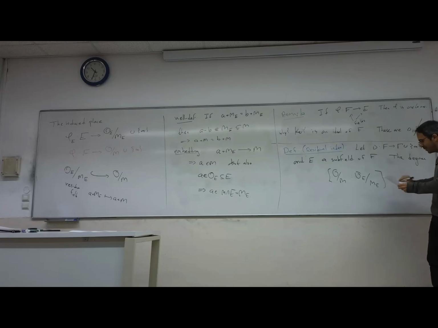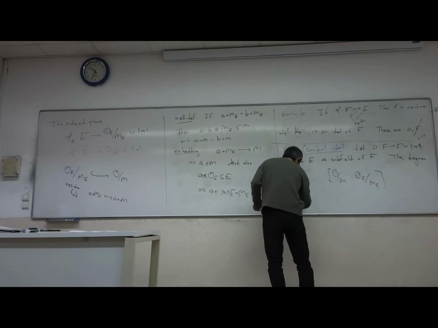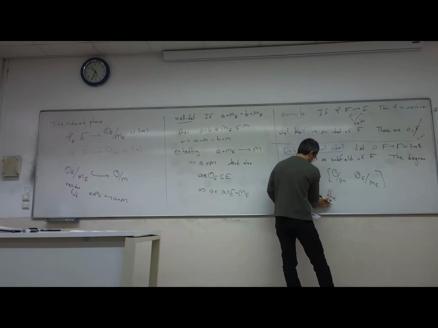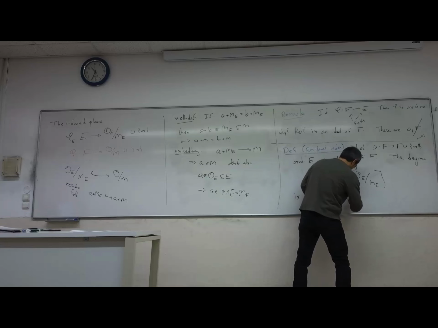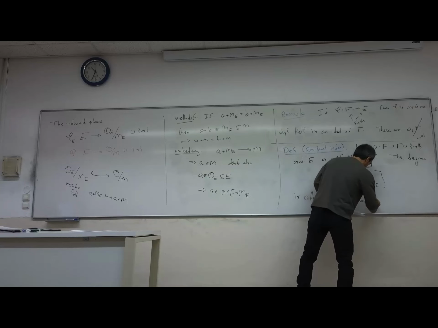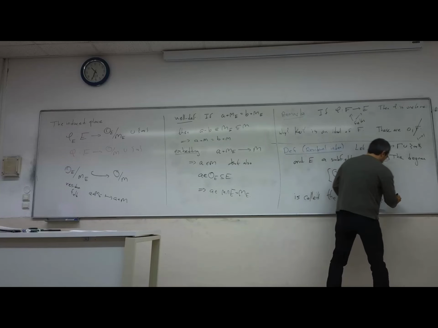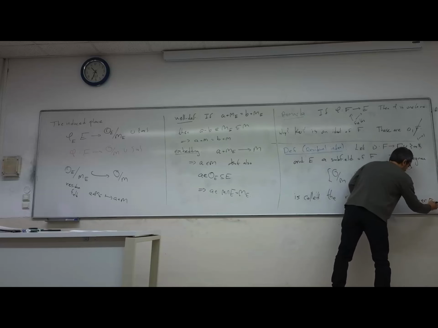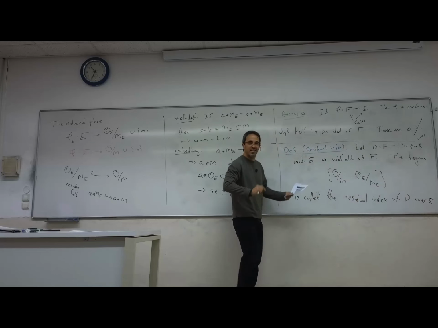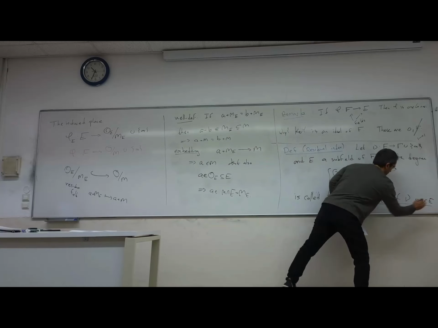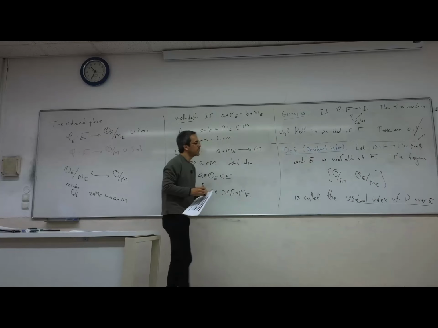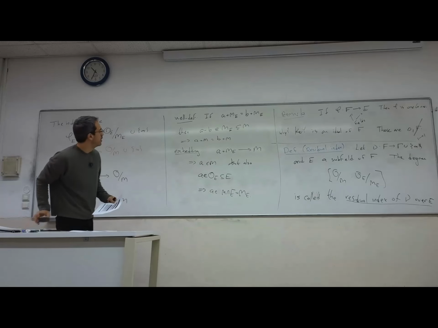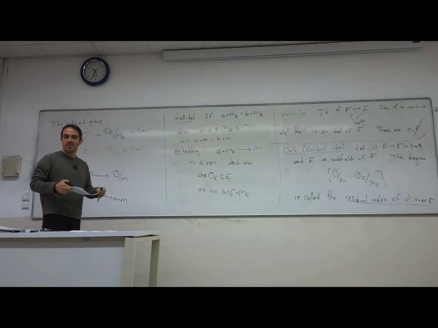So what I'm claiming... actually, I'm not claiming anything, this thing is called the residual index of V, and you need to say over E, really, because V doesn't encode the information about E. Good. Questions about this definition?